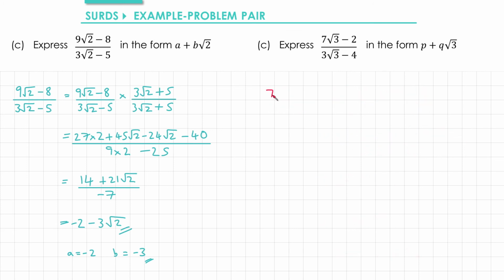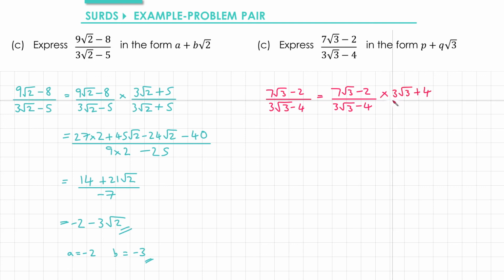Okay, so we have 7 root 3 minus 2 over 3 root 3 minus 4. We need to multiply by the conjugate of 3 root 3 minus 4. So I'm going to multiply top and bottom by 3 root 3 plus 4.